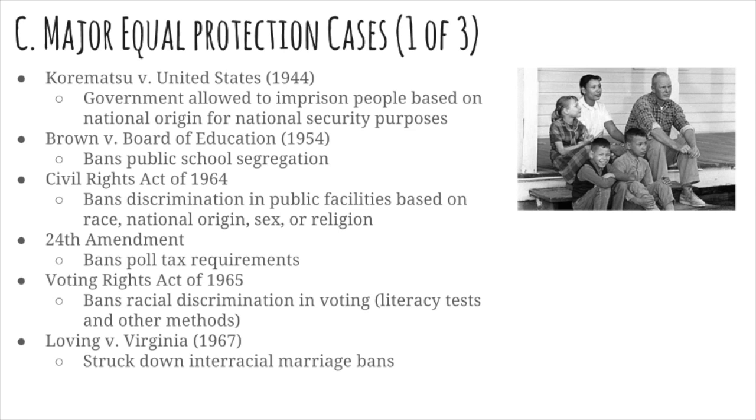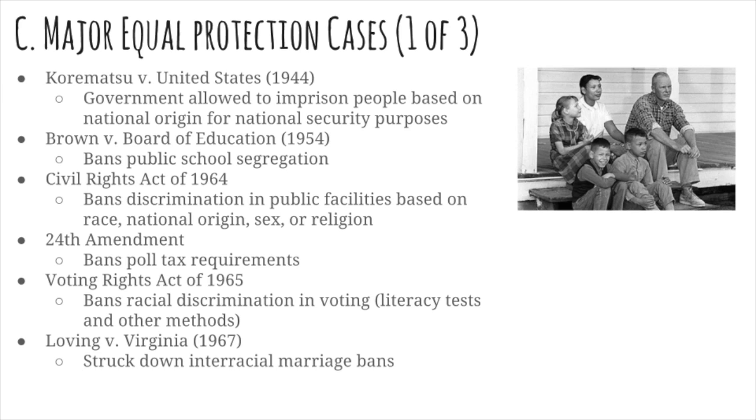The 24th Amendment banned poll taxes, which often discriminated against poor people and African Americans and denied them equal access to the ballot. The Civil Rights Act of 1965, also called the Voting Rights Act of 1965, banned racial discrimination in voting, banned literacy tests, and sent federal registrars to the South to make sure that states that had a history of segregation were not discriminating against people in order to deny them the right to vote.